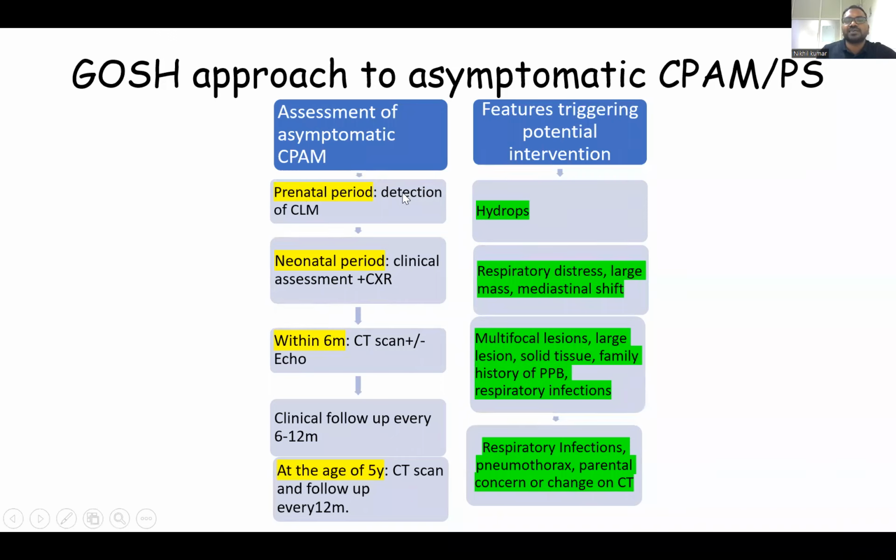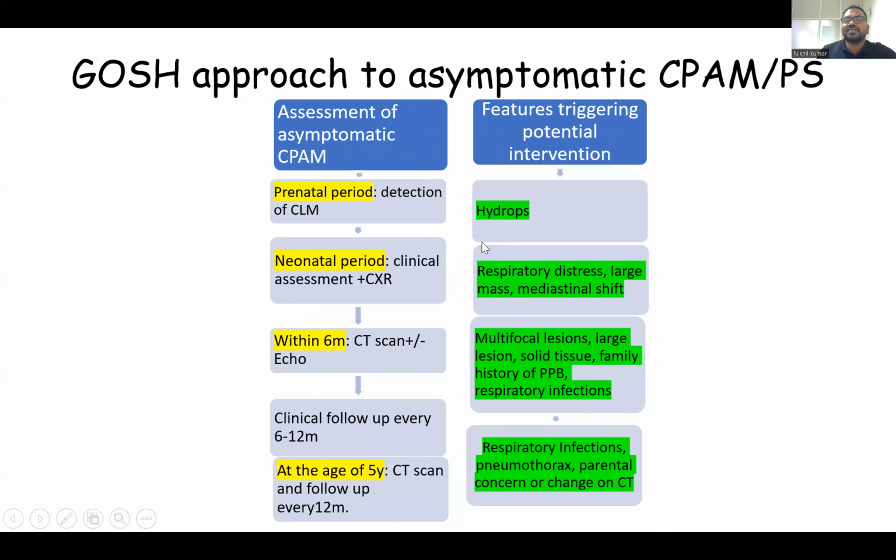In the prenatal period, detection of the CLM should be done. In the neonatal period, clinical assessment plus X-ray has to be taken, and within 6 months, one CT has to be taken. Clinical follow-up every 6 to 12 months, and at the age of 5 years, one CT scan repeat has to be taken. This is the asymptomatic CPAM management, and we have to go for only the observation.